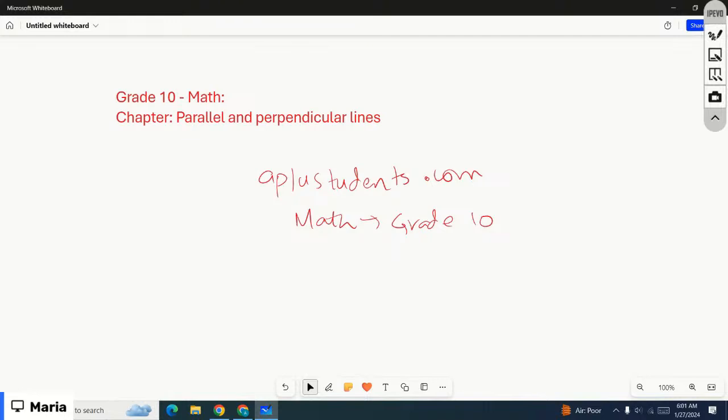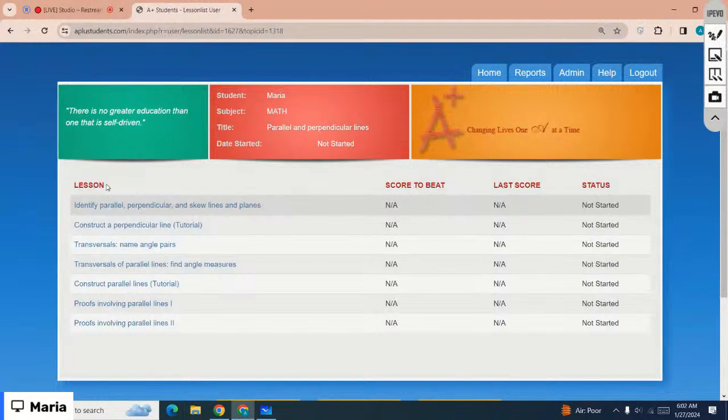There you can find a list of the chapters. We're going to start with the chapter parallel and perpendicular lines. So please make sure you have your notebook and pencil so that you can note down the important examples and definitions as well. So here I am on grade 10 math. The chapter we're going to start with is parallel and perpendicular lines. Let's start with the first lesson, that is identify parallel, perpendicular and skew lines and planes. Let's start with the lesson.